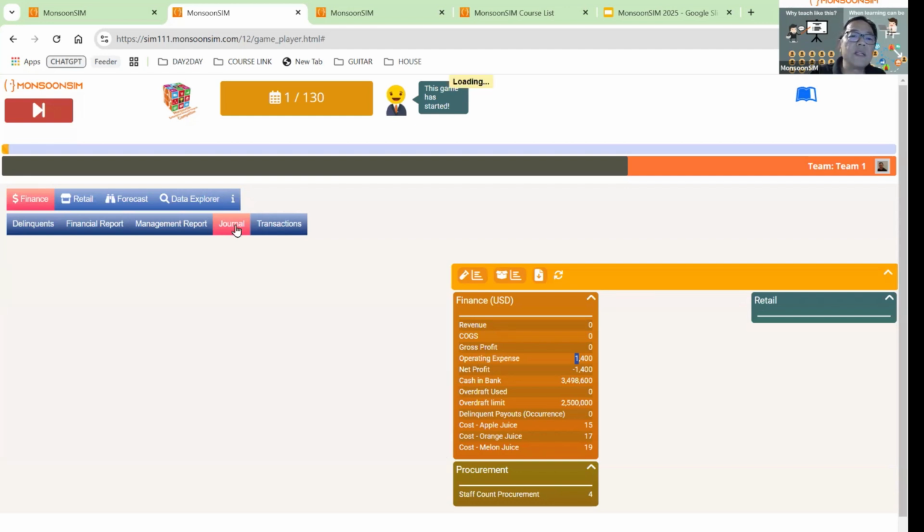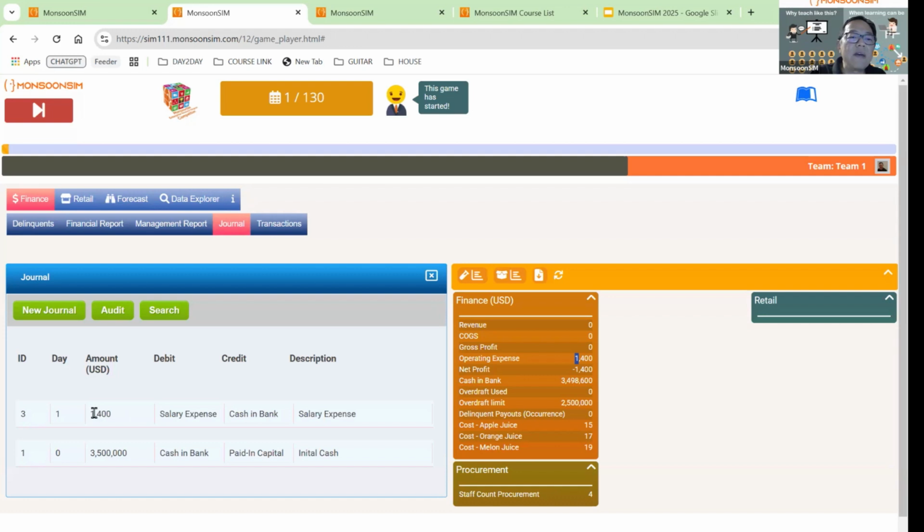Well, if you look at the journal, then you can see that you actually have salary expense that you have to pay, because you have people working in your procurement department, these four guys, they need to be paid. So therefore, you are incurring 1,400 of salary on the first day. If you continue like that, then obviously you will run out of money because you keep paying for salary and you're not generating any income, right?